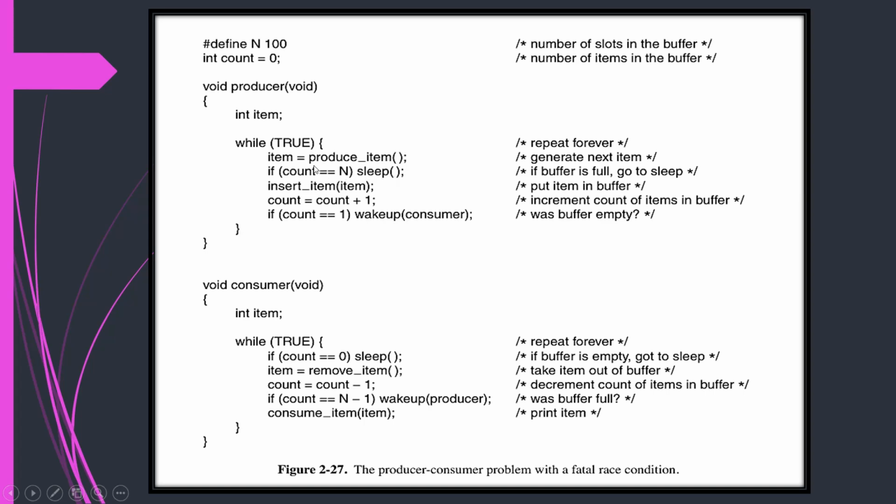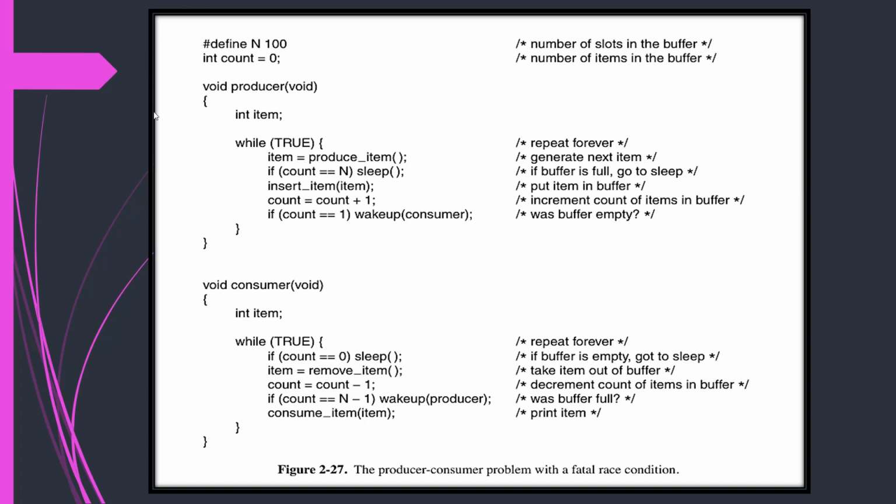Why? Because I already said that if the buffer is full, how are you going to check that the buffer is full? Count at the initial stage is 0, and N is nothing but the total number of items we are going to feed, the total number of slots in the buffer. If count is equal to N, obviously we set the producer in sleep mode, and until the wake up, the producer cannot get back here.